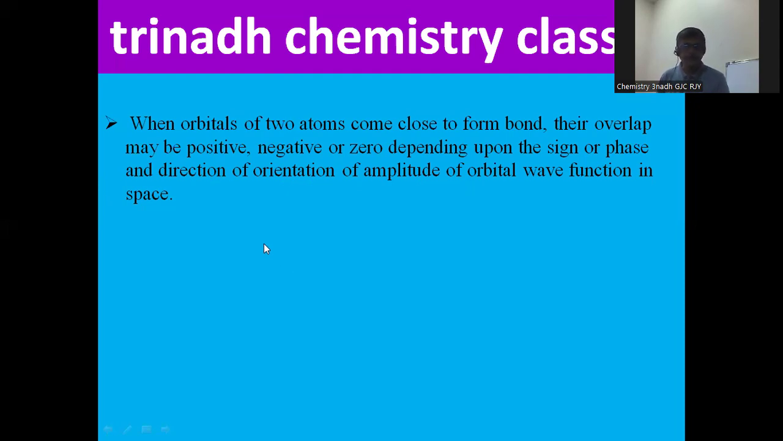We know that the s orbital has a spherical shape, the p orbital has a dumbbell shape, and the d orbital has a double dumbbell shape. So from the intermediate point of view, we are going to discuss overlapping involving s and p orbitals only.